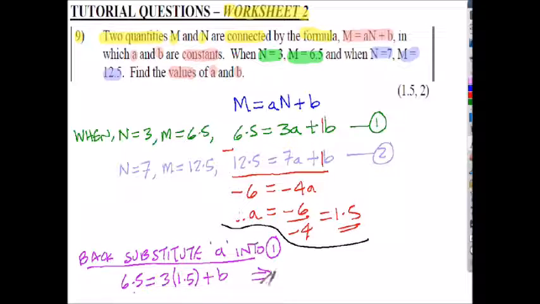So solving that, we will find that little b is equal to 6.5 subtract 4.5, so little b is equal to 2. Basically we put the 1.5 value of a into equation 1 and evaluate it. 3 times 1.5 is 4.5, subtract that from both sides of the equation, we get the value of 2. And we can see from the answer to the question that's correct.